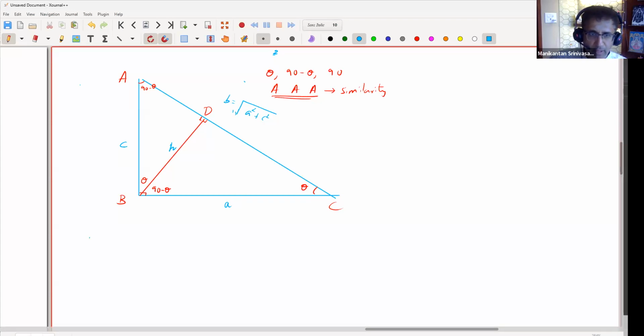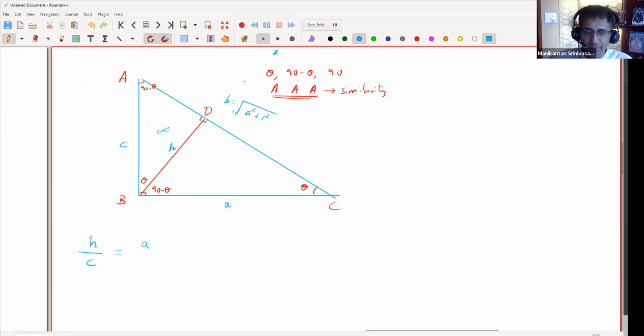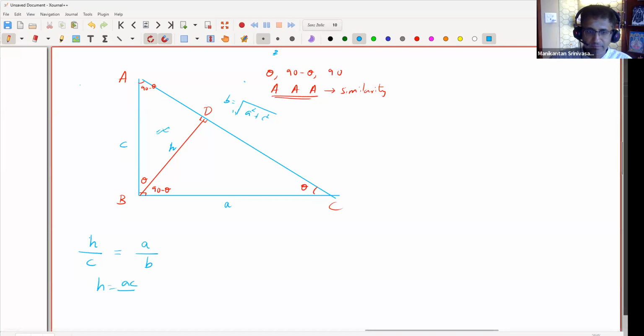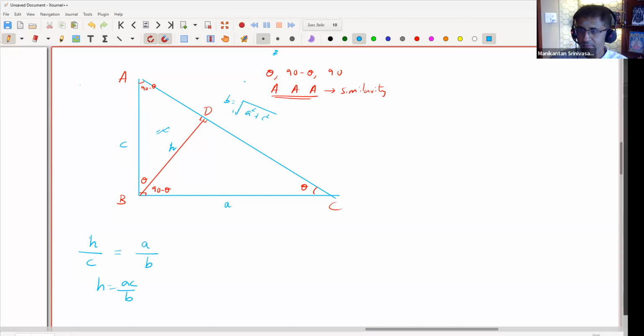How do we do that? In each of these three triangles, you can see one which is a small side, one which is a medium side, one which is a long side, which is the hypotenuse, right? So you just have to put the corresponding one. H is in the triangle ABD, where H is the medium side and C is the longest side. So H upon C will be, if I go to the main triangle, the medium side is A and the smallest is C. A by B, where B is the largest. So H is just AC by B. Does it make sense? Yeah.